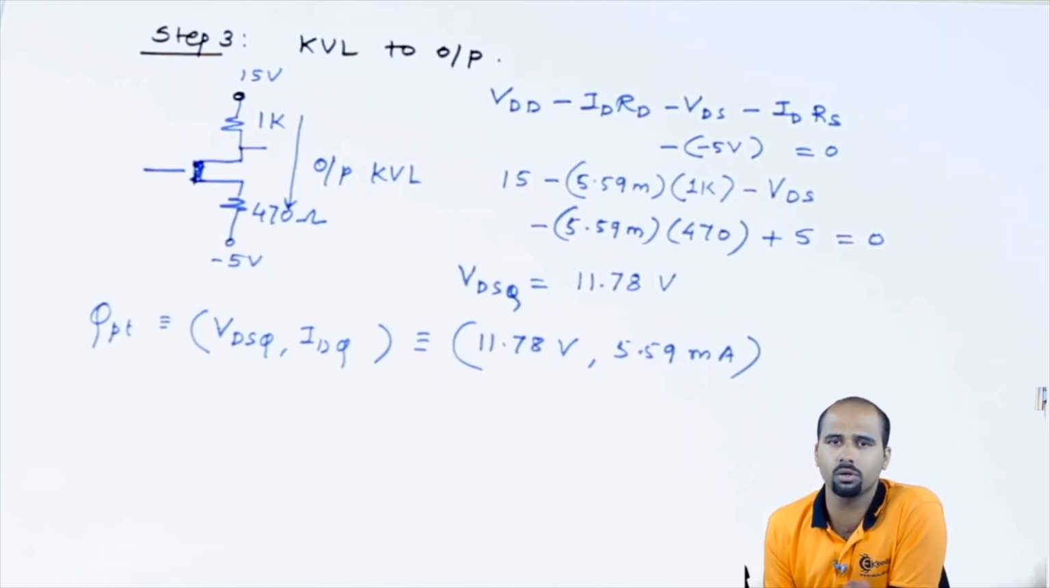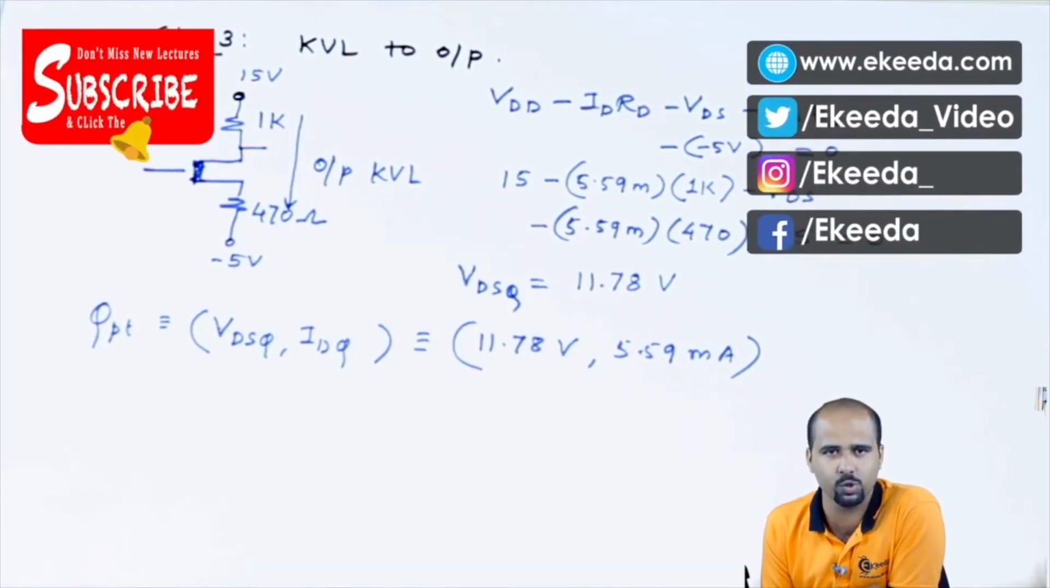So this is how we have completed the complex part of potential divider bias DC analysis. Furthermore, we'll learn more and more DC analysis with enhancement type of MOSFET as well.